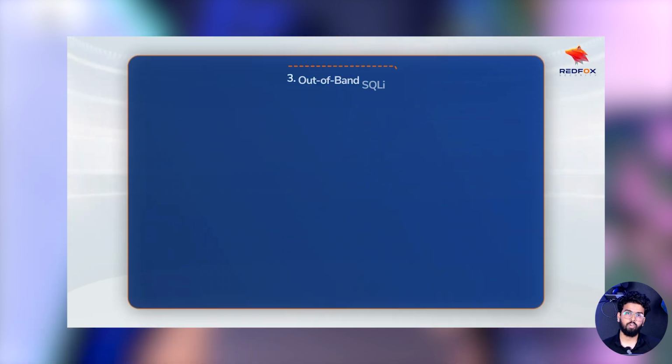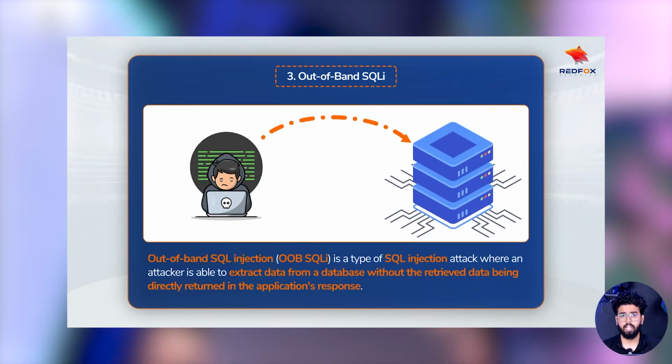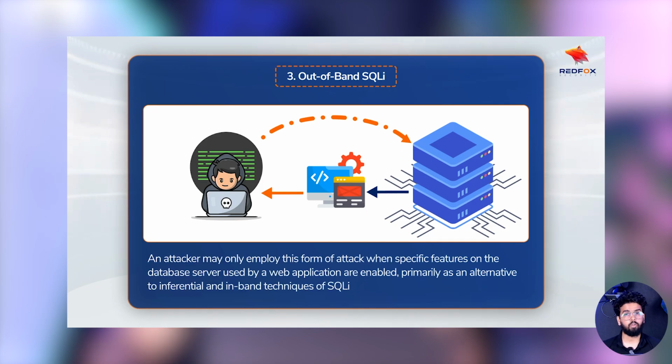So moving on to the next one, out-of-band SQLi. Out-of-band SQL injection is a type of SQL injection attack where an attacker is able to extract data from a database without the retrieved data being directly returned in the application's response. Instead, the attacker typically establishes a separate communication channel to retrieve the data, making it less detectable than traditional in-band SQL injection. An attacker may only employ this form of attack when specific features on the database server used by web applications are enabled, primarily as an alternative to inferential and in-band techniques of SQLi.